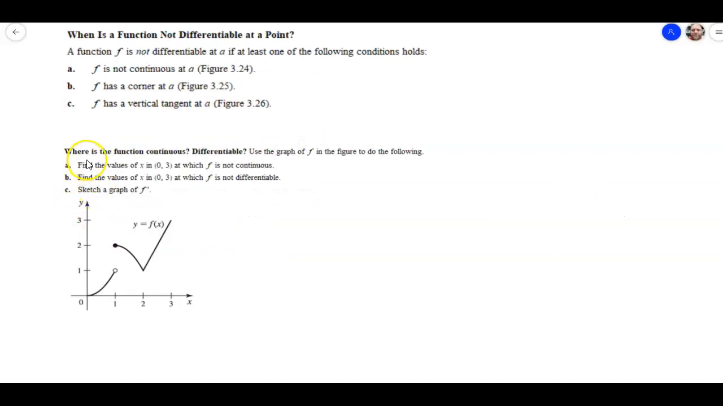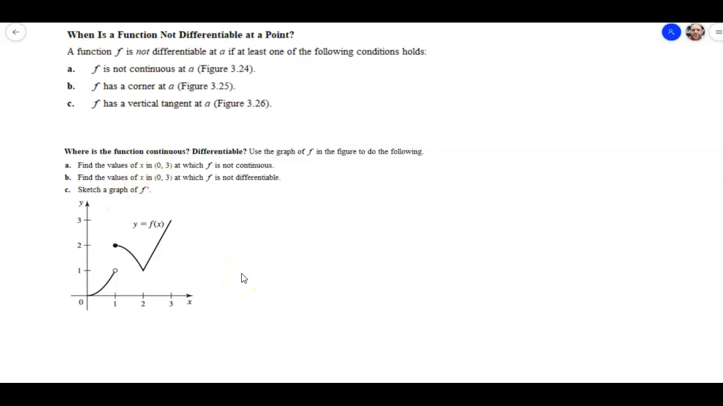Okay, here we see an example. It says, where is the function continuous? Where is it differentiable? It says use the graph of f, so this graph right here in the figure, to do the following. Find the values of x in [0, 3] at which f is not continuous. Find the values of x in the interval 0 to 3 at which f is not differentiable, and then they want us to sketch a graph of f.